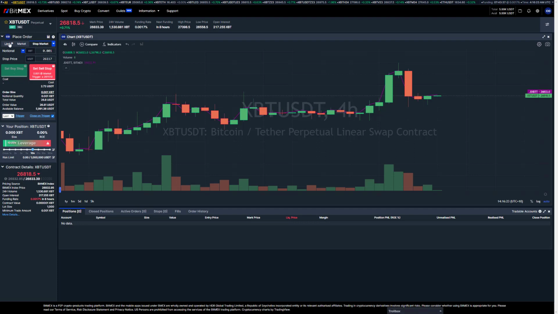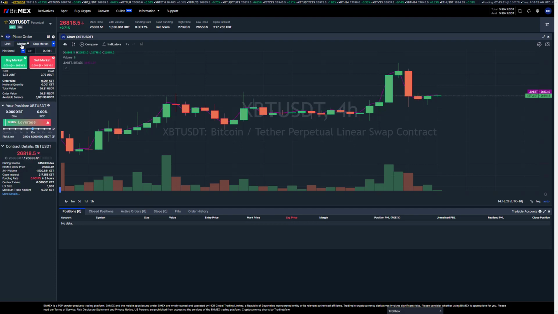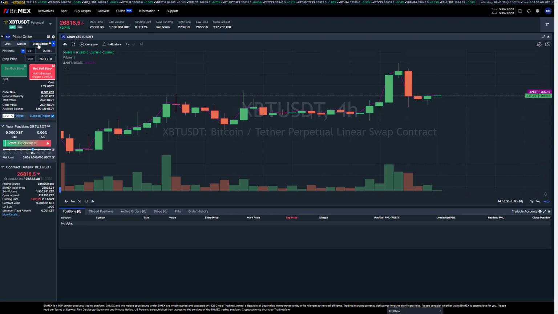Now, you've got all these different options up here for limit. You can raise a limit order. We're not going to do that for this particular order. We can raise a market order. We could do that if it was right at our entry price right now, but we're not going to do that. We're going to look at a stop market option. Now, the first thing we need to do is go ahead and manage the risk of this trade.